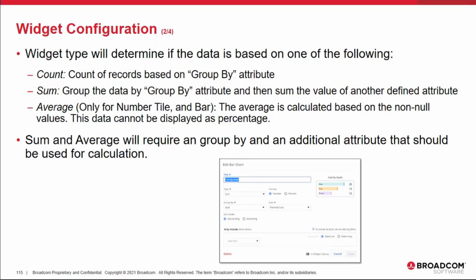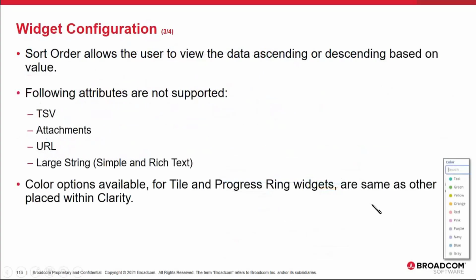The sum and average will require a group by and an additional attribute that is used for calculation. As in this example, I have group by goal. That means for all the investments, I'm going to group them by their goal, and then I'm going to do a sum of their planned cost. The sort order allows the user to view the data ascending or descending based on the value.